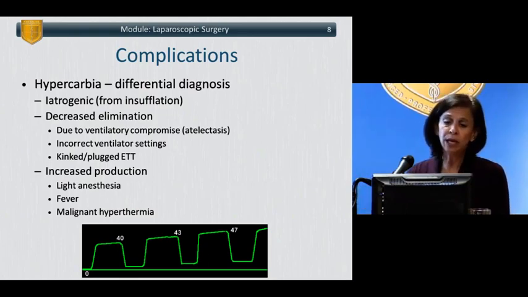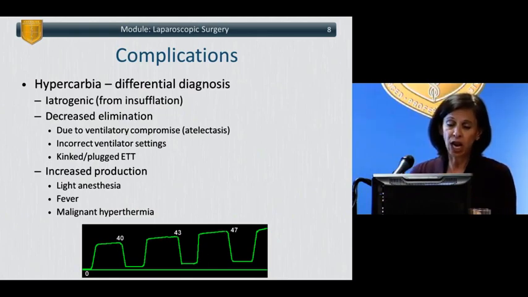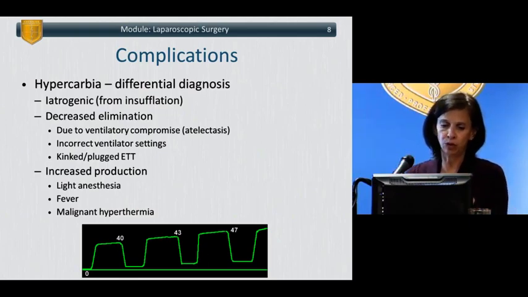So hypercarbia, the differential diagnosis of hypercarbia can be challenging because there's always a concern: is the surgeon inflating too much? Am I not getting rid of it? Or is there something else going on like light anesthesia or MH? So at its most basic, the differential of hypercarbia is either there's increased production or decreased elimination. That's the only two basic causes. If you divide into those two categories, it can help you come to the correct answer.